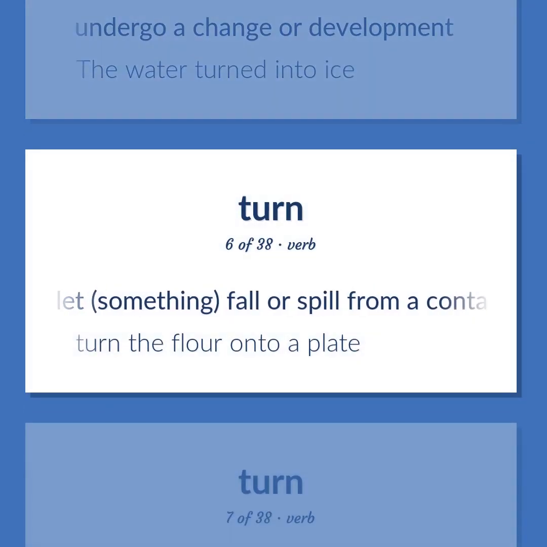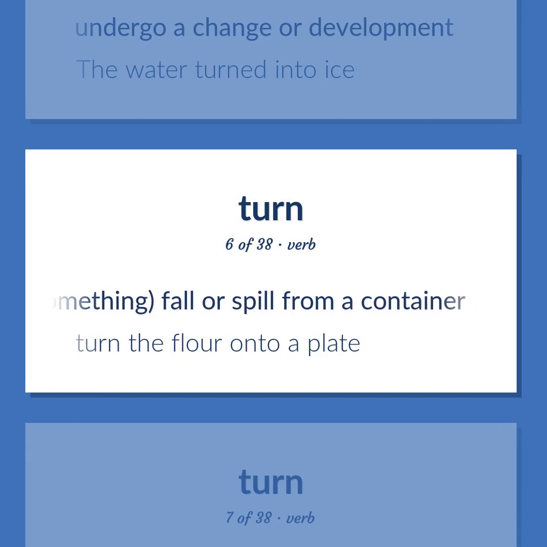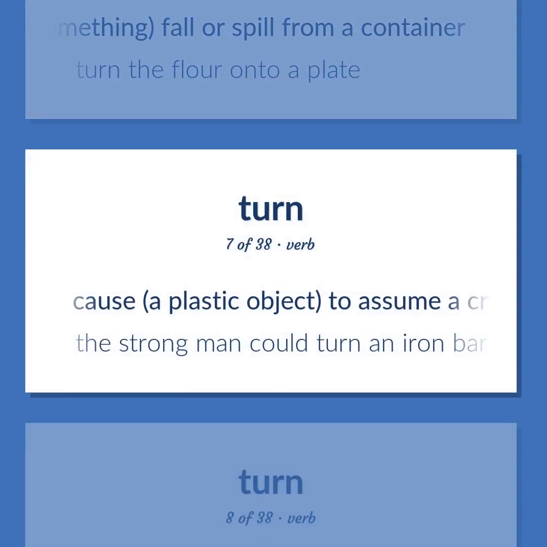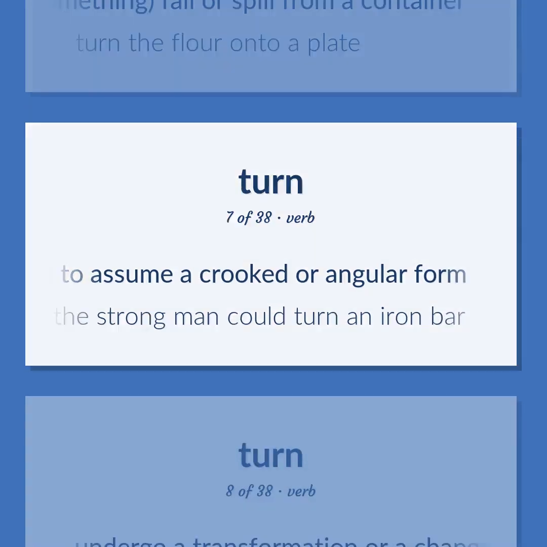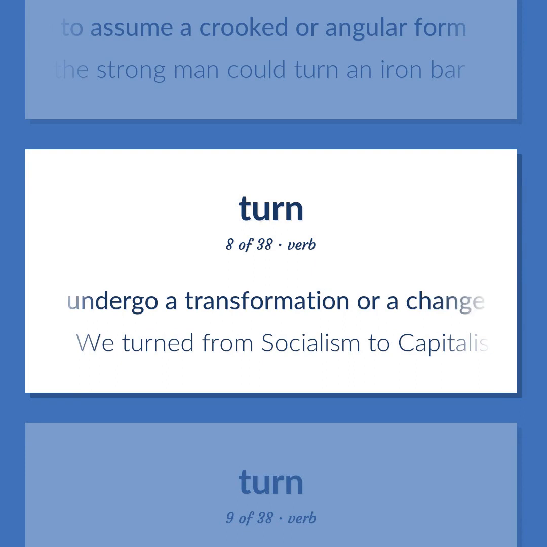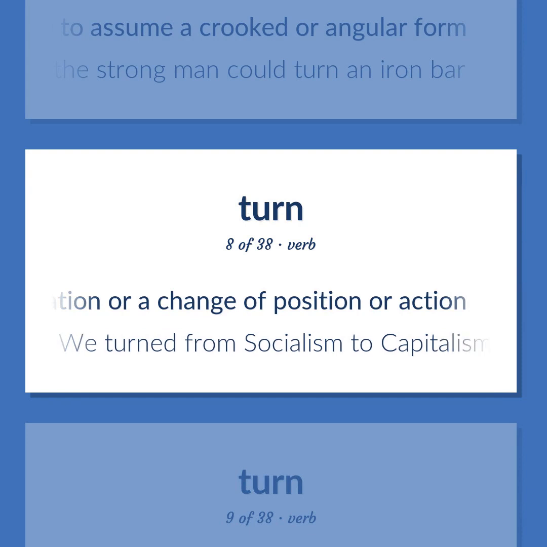Let something fall or spill from a container. Turn the flour onto a plate. Cause a plastic object to assume a crooked or angular form. The strong man could turn an iron bar. Undergo a transformation or a change of position or action. We turned from socialism to capitalism.